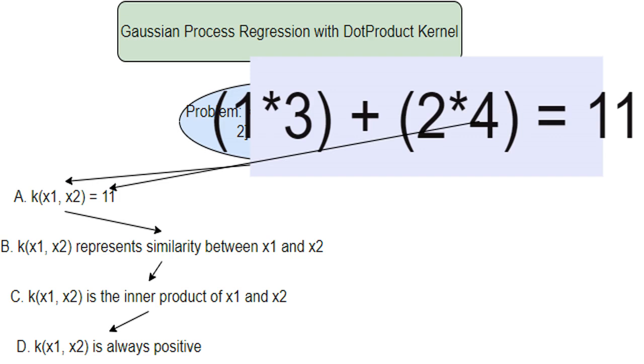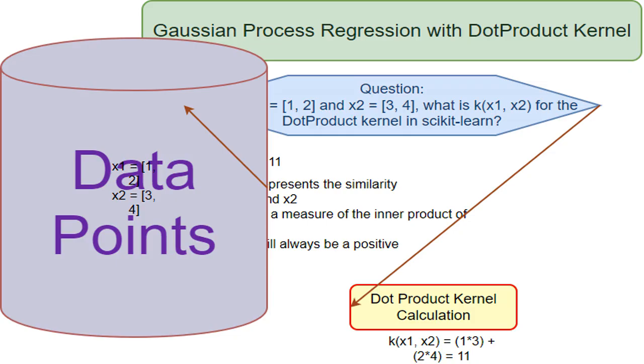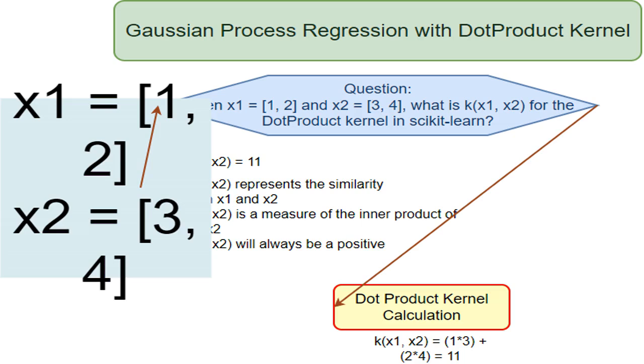I calculate the dot product of vectors x1 and x2 like this. I multiply the corresponding elements of x1 and x2, and then I add up those products. Specifically, 1 times 3 plus 2 times 4 equals 11. This is the result of the dot product kernel calculation for these two vectors. This line shows the calculation.